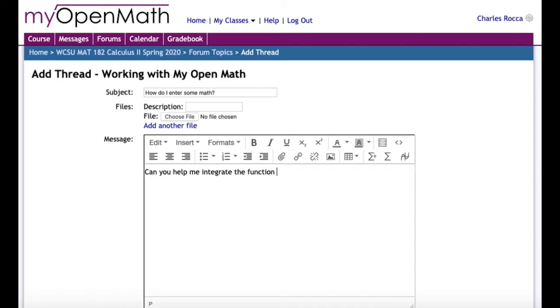Now I want to type in my function, and to do that, I'm going to click on the Add New Math button. Then you type a function in much the same way that you might type a function onto a calculator or in a computer algebra system. So f of x equals x exponent 2 plus 3x plus 1.